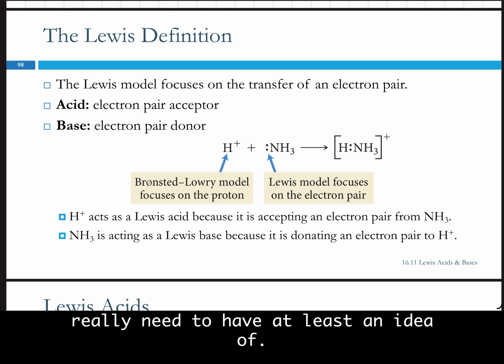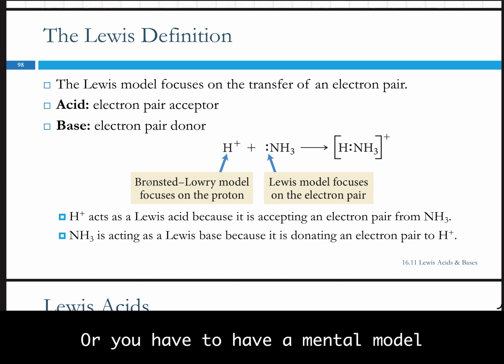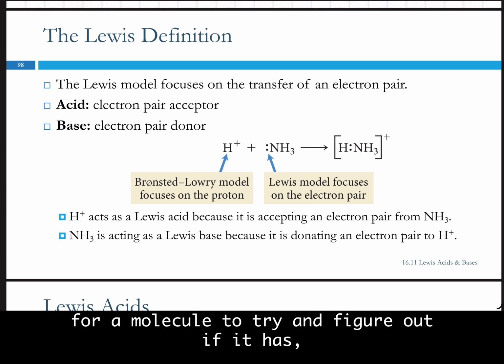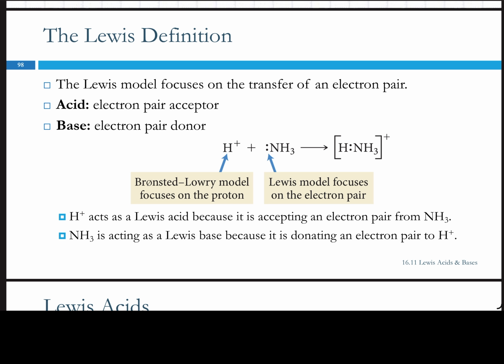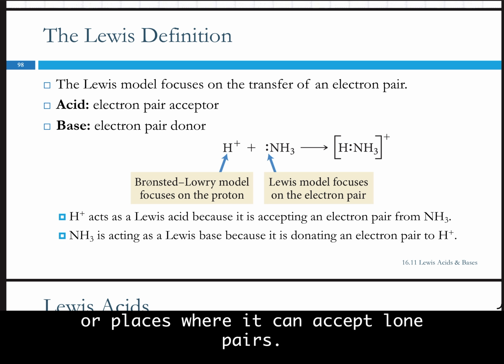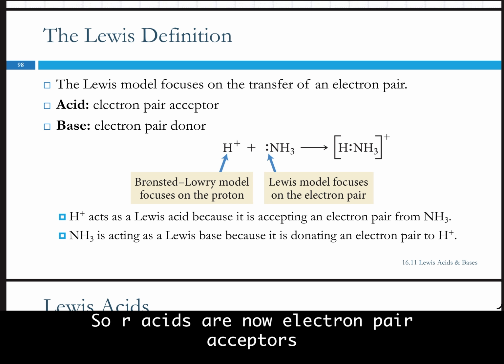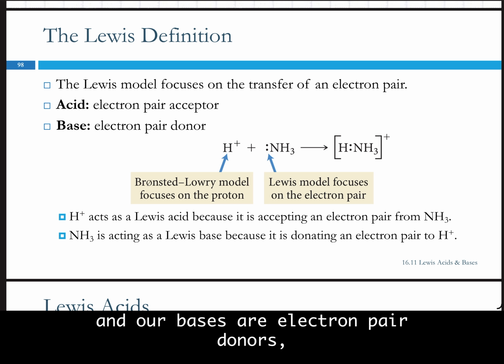And so you really need to have a mental model of Lewis structures, or know what the Lewis structure is, or draw out a Lewis structure for a molecule to try and figure out if it has lone pairs that it can donate or places where it can accept lone pairs. So our acids are now electron pair acceptors, and our bases are electron pair donors.